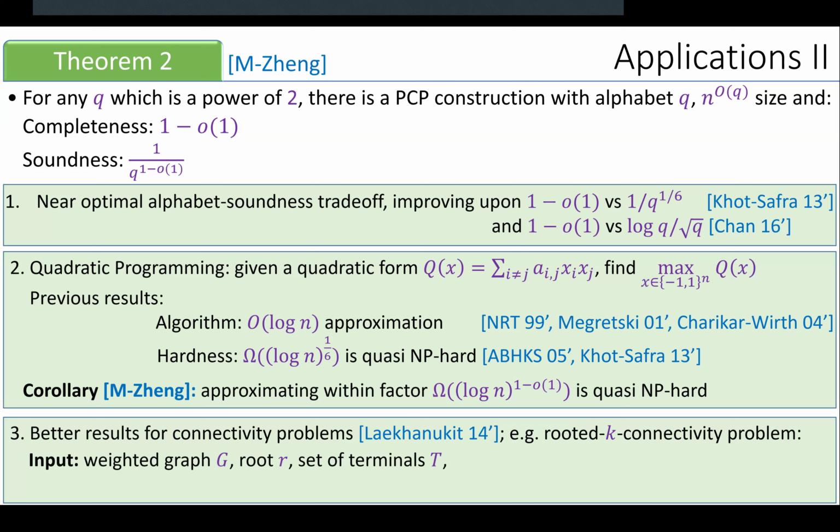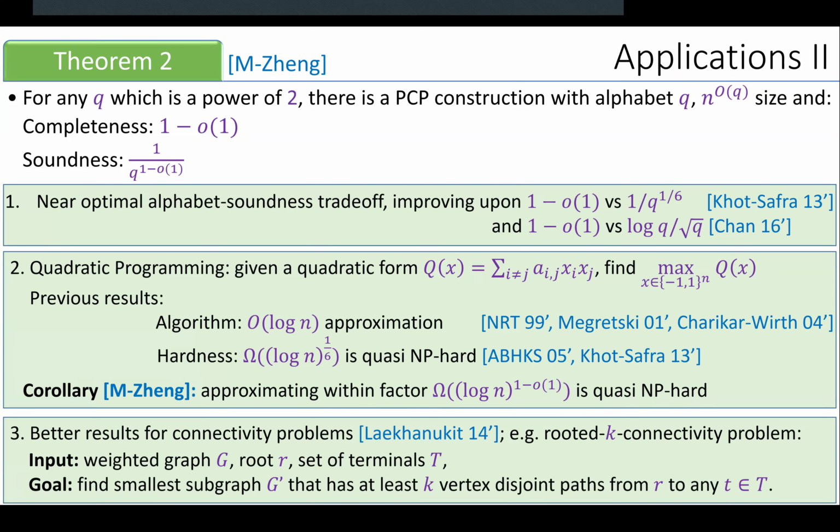The input is a weighted graph, okay? A root, and a set of terminals. And what you want to compute is the cheapest subgraph such that there are at least k paths which can pass from the root to the terminals. If you want to compute the cheapest such subgraph in terms of weight and power, then you can go for an approximation, with polynomial approximations and also sub-polynomial approximations.